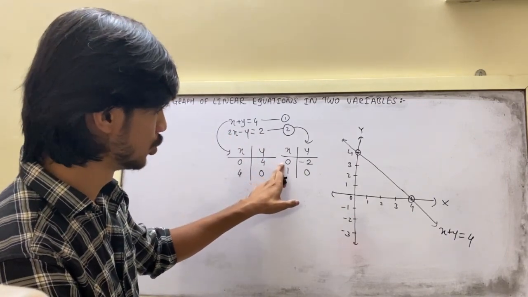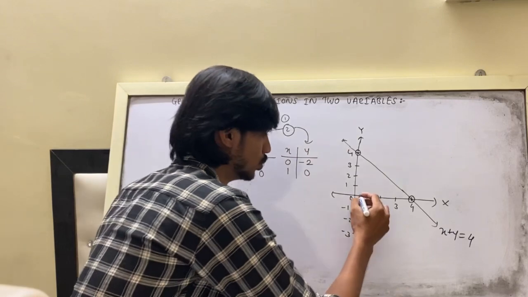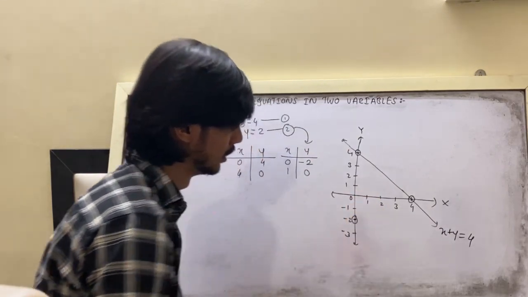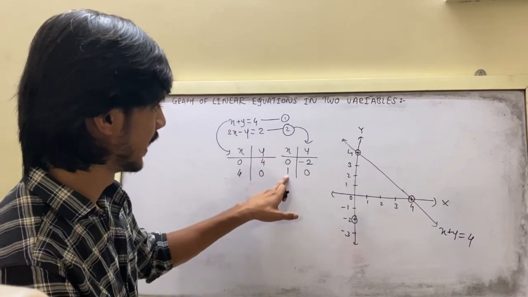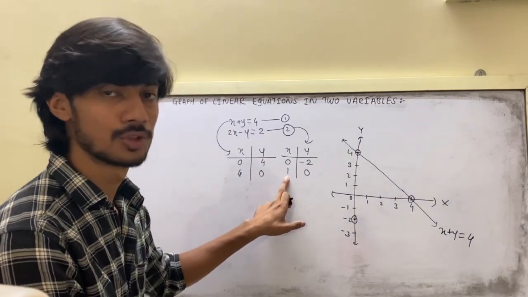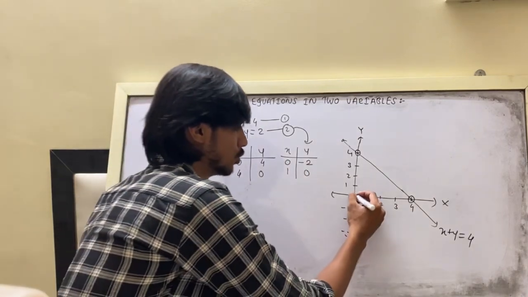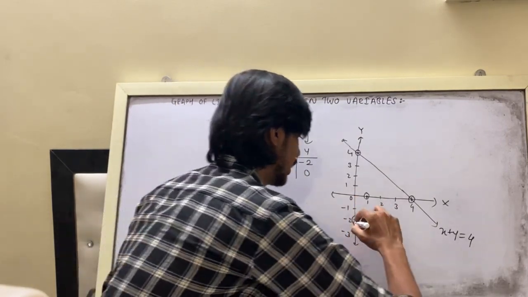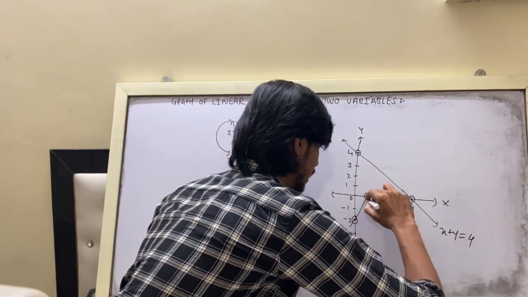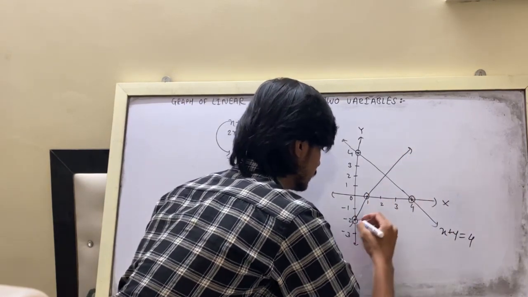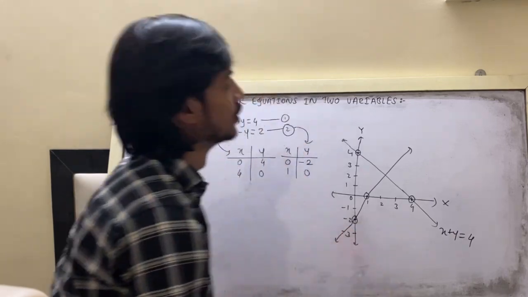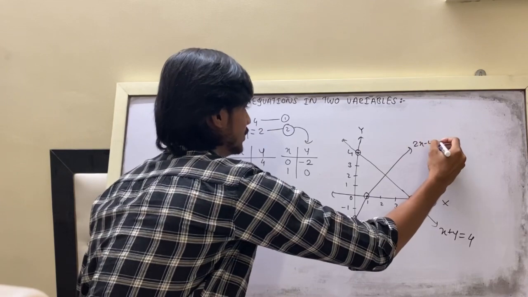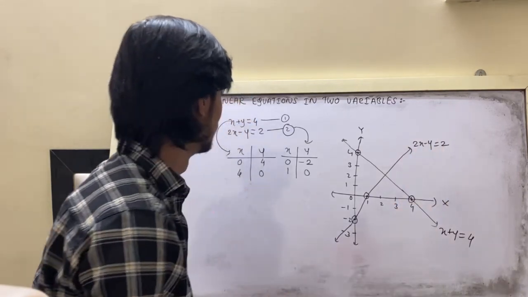Done the same for equation 2. Your x equals 0 and y equals minus 2, that means this point. And here x equals 1 and y equals 0, that means this point. Then join these 2 points by a line. Done. This is your 2x minus y equals 2, this is the second.